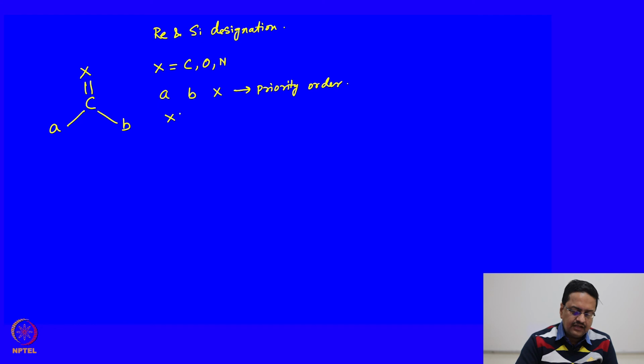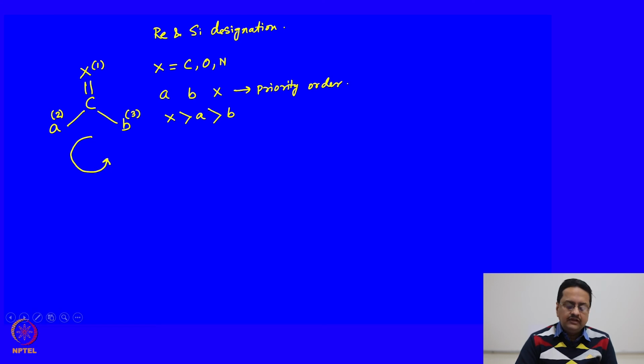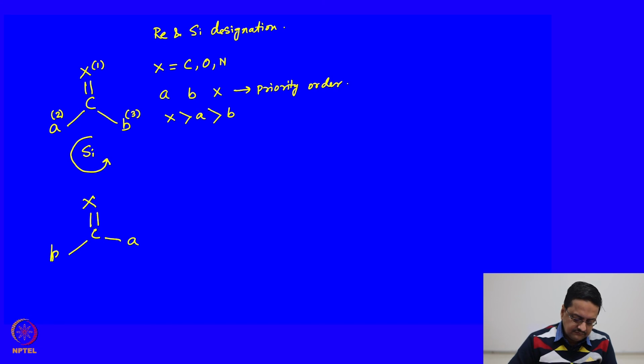Suppose X has higher priority over A and A has higher priority over B, then X is given priority 1, A is given priority 2 and B is given priority 3. Now if we go from 1 to 2 to 3, we are going in an anti-clockwise direction. So, this particular face, which is from the top of this molecule, is designated as the Si face. If we draw the molecule in such a way that the opposite face is facing us, that is A here and B there, then 1 to 2 to 3 is in clockwise direction, just like R. So, this face is called the Re face.